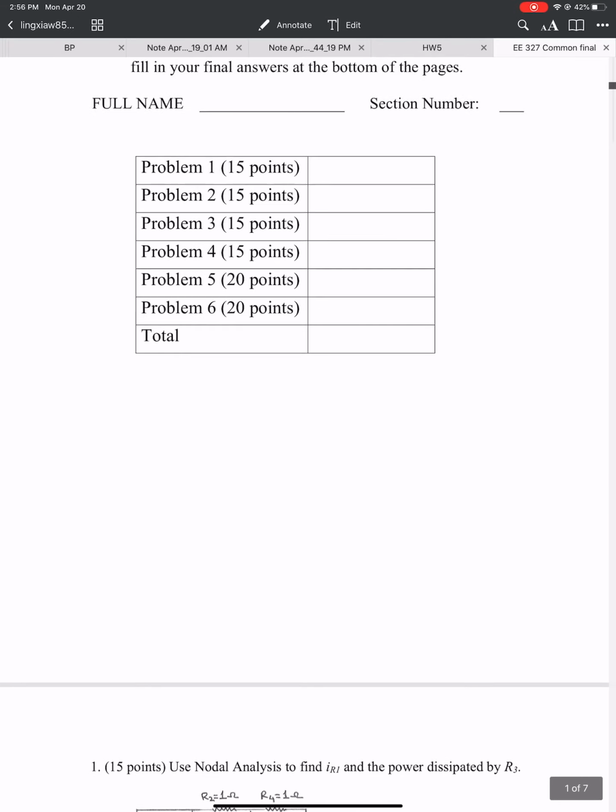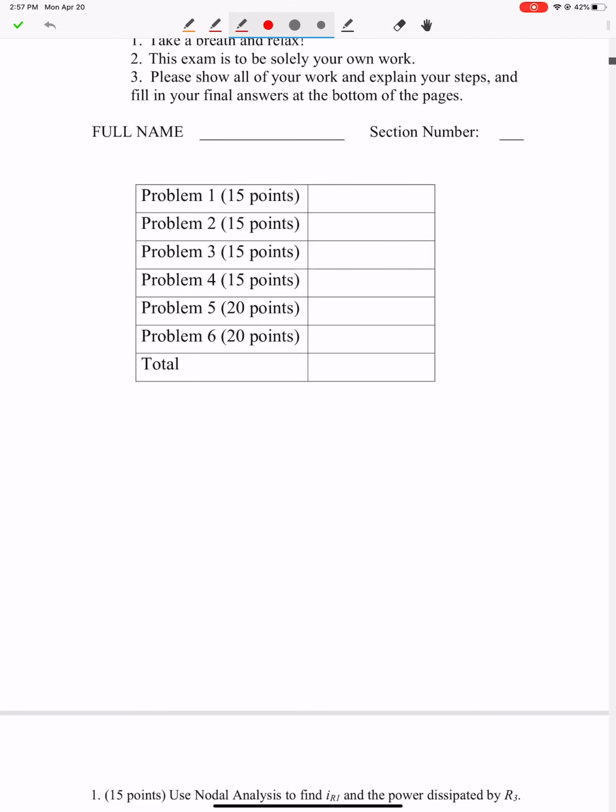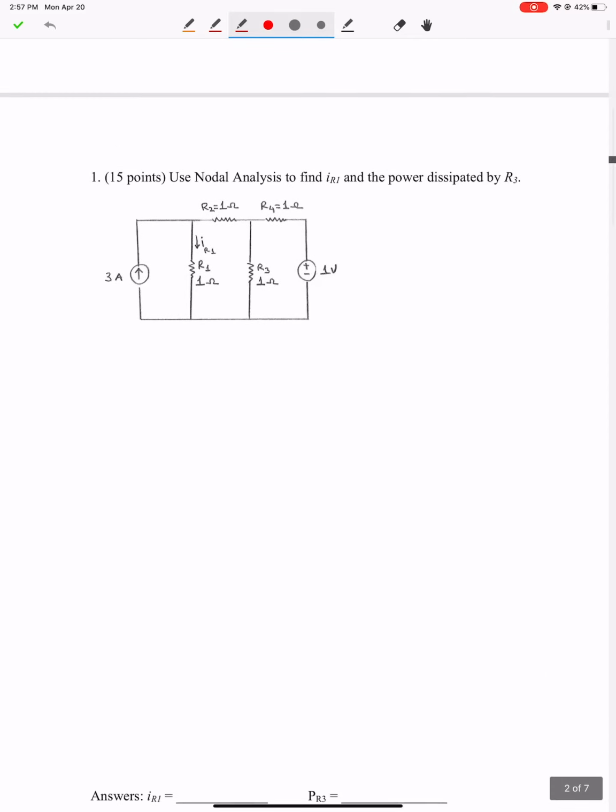As you can see, there are 6 questions in the common final exam. The first one is the nodal analysis. The question is: use nodal analysis to find IR1 and the power dissipated by R3, right? So the knowledge point that this question is asking is nodal analysis.